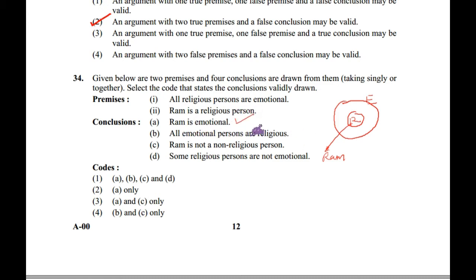All emotional persons are religious. So this is not true according to Venn diagram. Ram is not a non-religious person. This is also true. Some religious persons are not emotional. Here all religious persons are emotional. So this is also correct statement. A and C only are correct. So third one is the correct option.